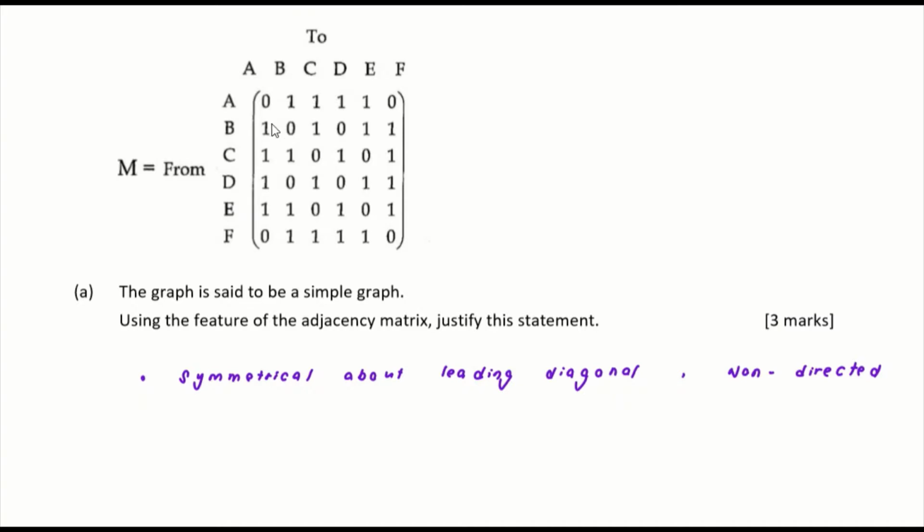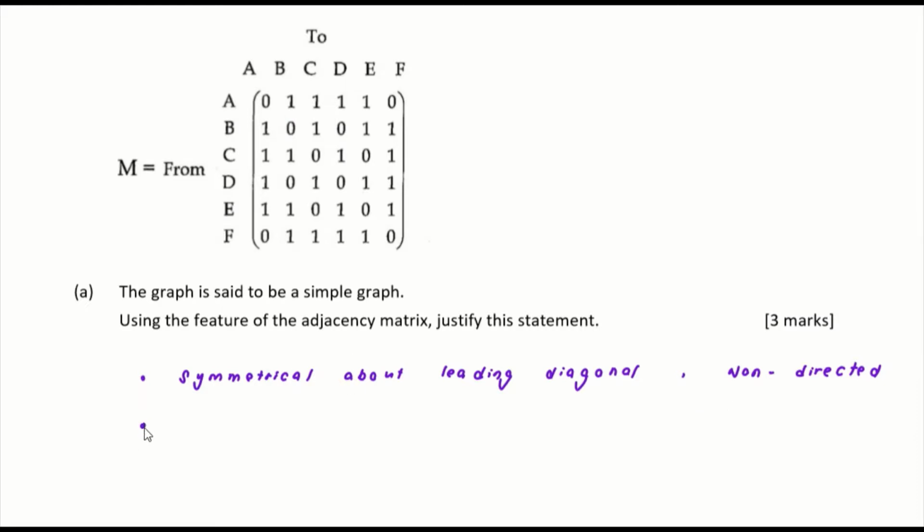So you can imagine that if I have a 2 here, it still gives you symmetrical about the leading diagonal. The difference is that there are two edges connecting B to A. So in this case you are having multiple edges, so it's still not a simple graph. I hope that you get what I mean, right? Okay, so that's the first thing. You prove that there's no direction.